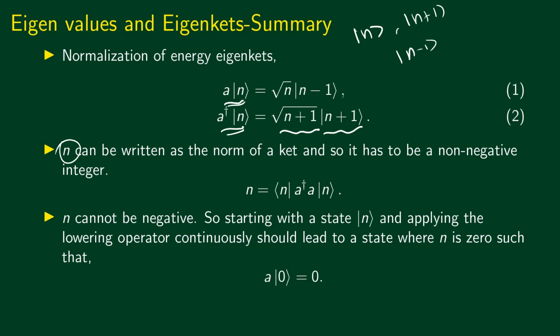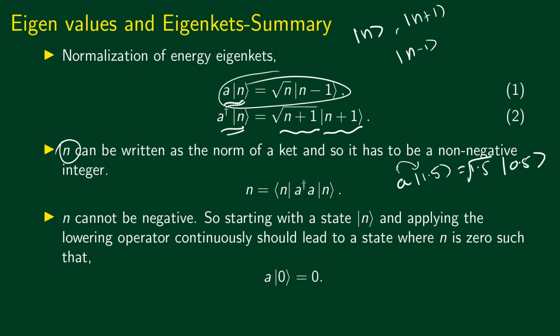So n has to be a non-negative integer. This can be seen easily because suppose n is non-negative but a non-integer. If n is a non-integer, say like 1.5, then we can apply the annihilation operator successively to it and reach a state with a lower value for n. So applying the annihilation operator to this will give square root of 1.5 multiplied by ket 1.5 minus 1 according to this relation, which is ket 0.5.